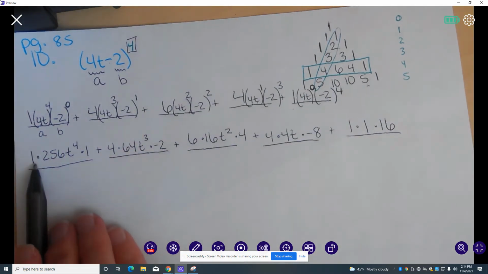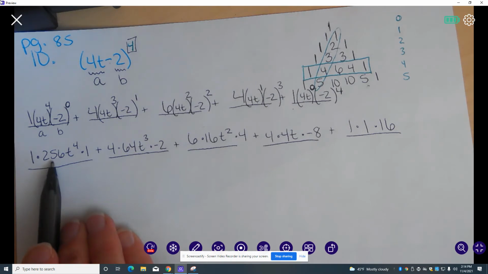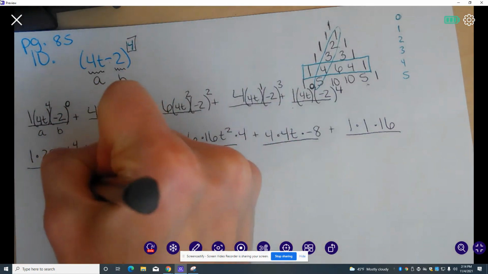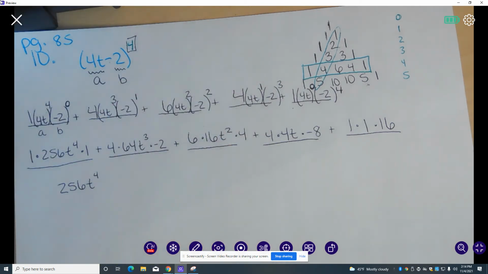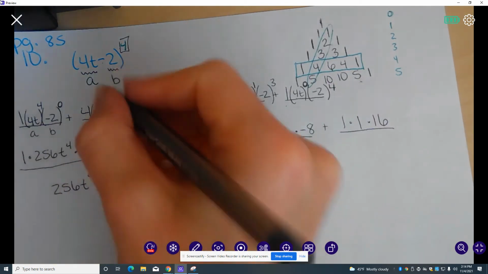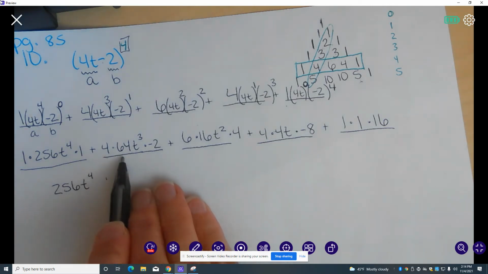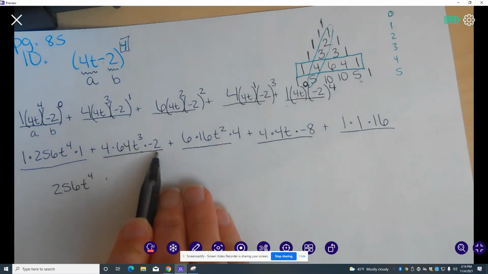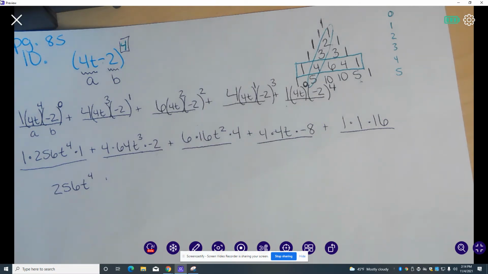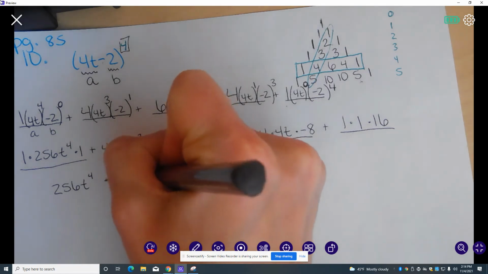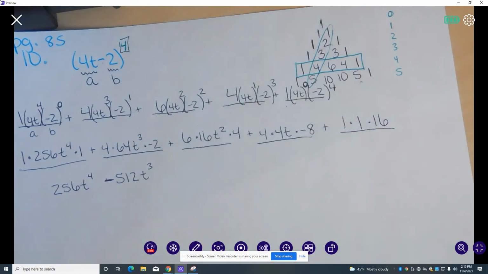So I've got a 1 times 256 times a 1. So that leaves me with 256t to the 4th power. Okay. All right, now from this blank, I've got 4 times 64 times -2. When I multiply those out, I'm left with -512, and then t to the 3rd power.